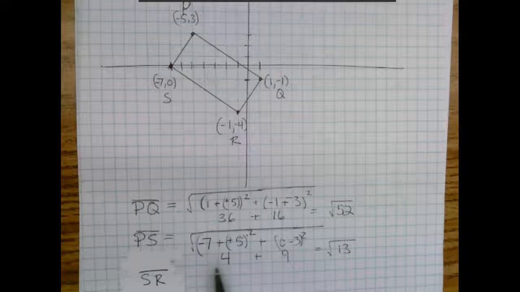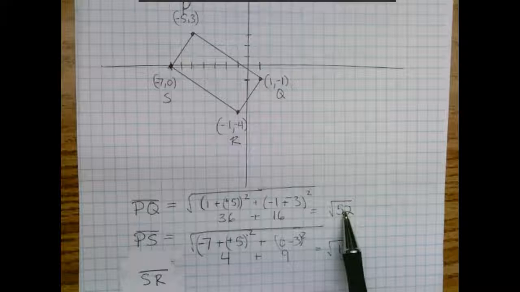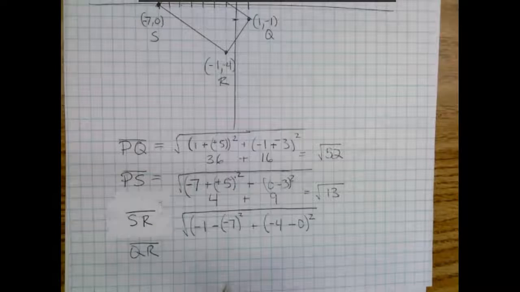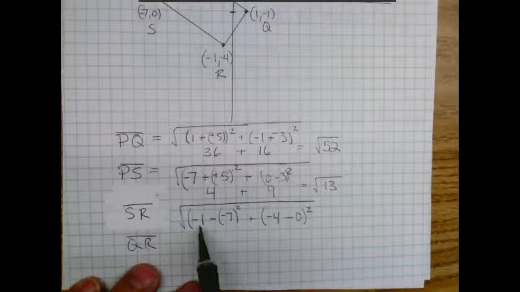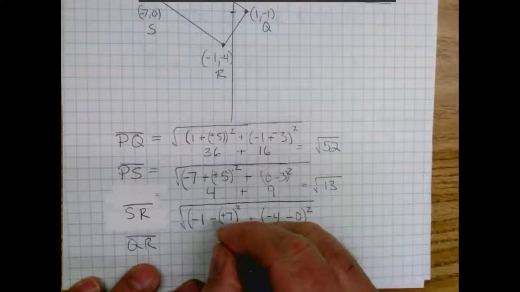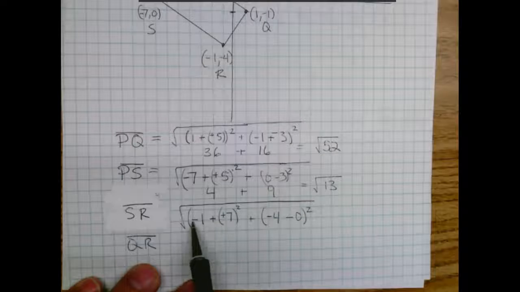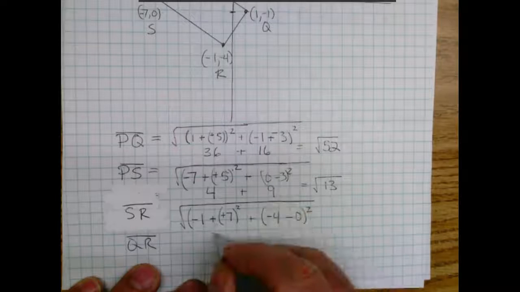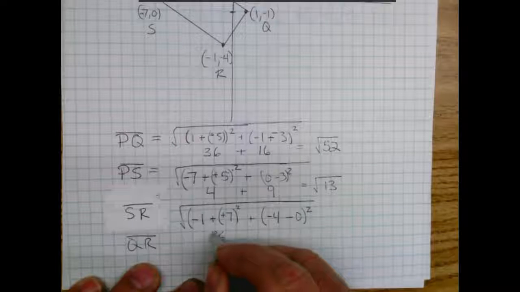We're going to hope that SR is equal to square root of 52. So let me plug it in, we're going to pause, and then we'll get back to it. And I'll do this one with you. And so we got -1 minus 7, -7. So we're going to change the sign, and we're going to add. So -1 plus 7 is going to be 6 squared. It's going to be 36 down here.